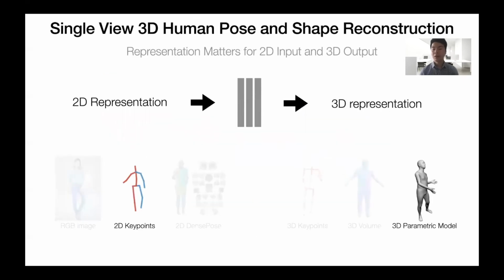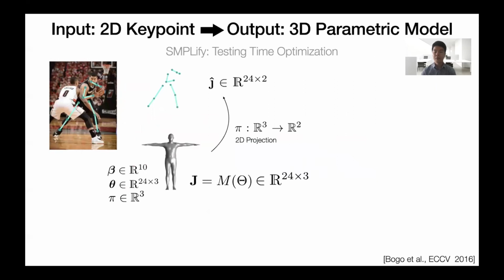Another possible option is using 2D key points as input and producing 3D parametric model parameters as output. SMPLify is one such example. In this particular method, we are not doing any model training. This is more like an optimization-based method where at testing time, without learning, we optimize the parameters of this parametric model so that the 2D reprojection error between the given 2D key points and the projection of the 3D key points can be minimized.